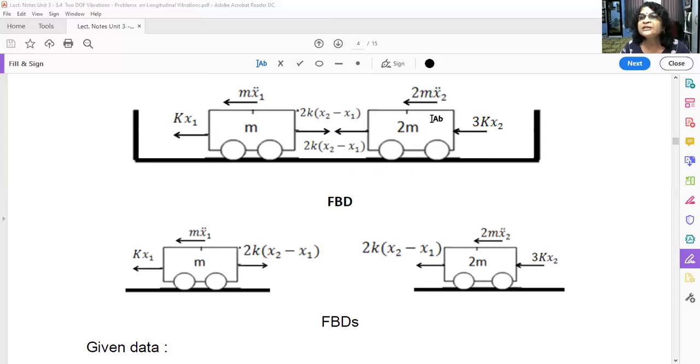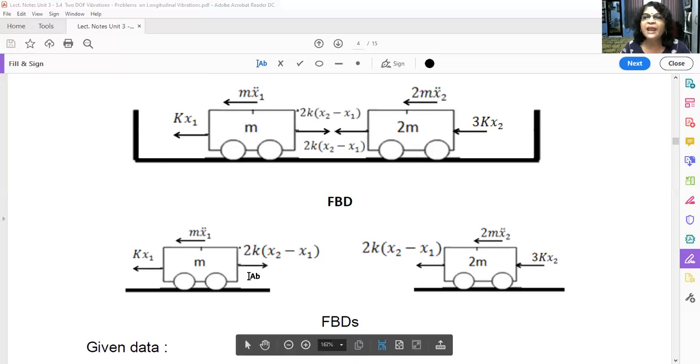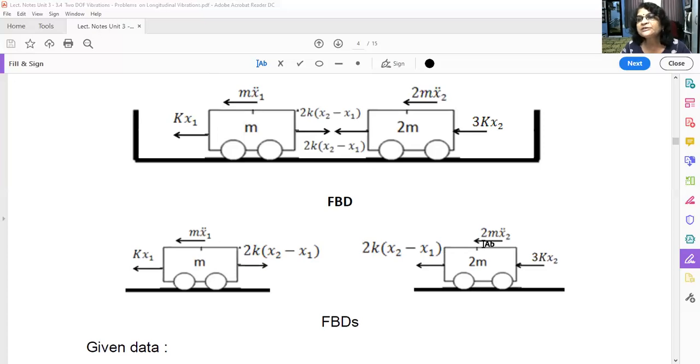As x2 is greater than x1, first show the spring force direction for this mass. As it is moving towards the right, the spring force will be towards the left. So it is shown here as 2k into bracket x2 minus x1, and the opposite spring force will be acting on mass m, which is towards the right. The magnitude will be the same. Similarly, this spring force will be towards the left as it is moving towards the right. So this is the inertia force and these two are the spring forces.